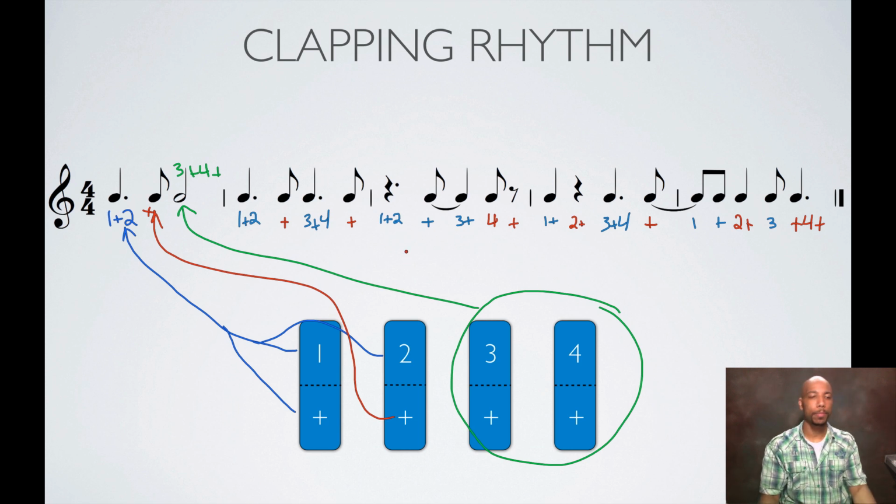Let's take a look at how we clap it. Every note gets 1 clap from the beginning. 1 half, 2 half, 3 half, 4 half, 1 half, 2 half, 3 half, 4 half, and so on through the passage. And so that's pretty much how this is clapped.